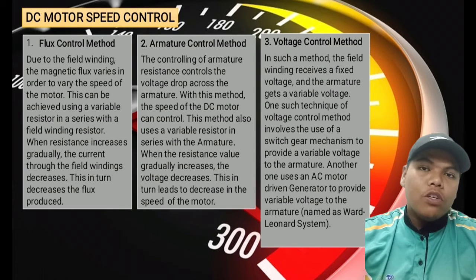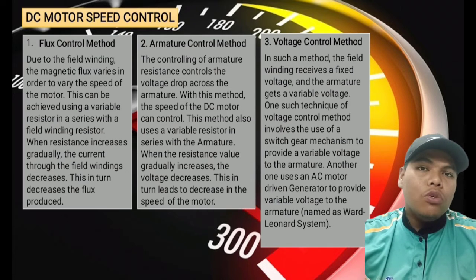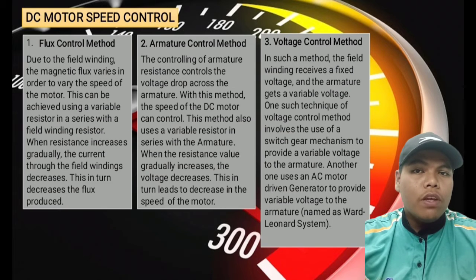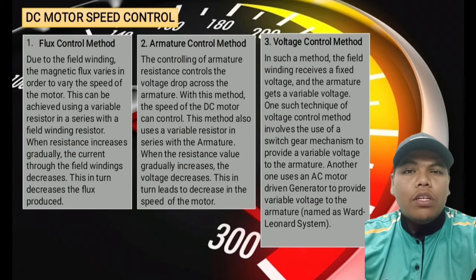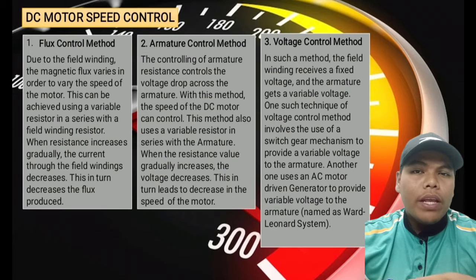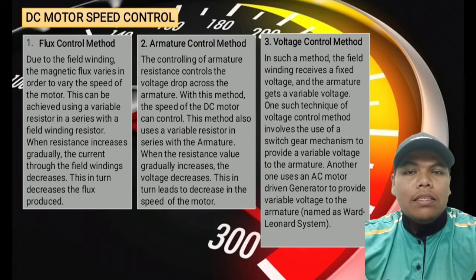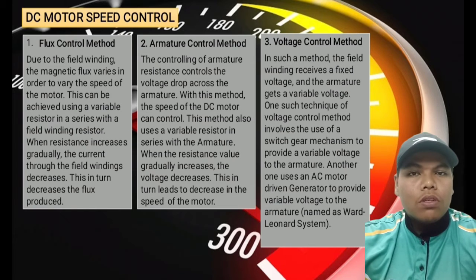DC motor speed control. So DC motor speed control is also divided into three: first, flux control method, armature control method, and voltage control method. So flux control method is due to the field winding, the magnetic flux varies in order to vary the speed of the motor. This can be achieved using a variable resistor in series with the field winding resistor. So when resistance increases, gradually the current through the field winding decreases. This in turn decreases the flux produced.